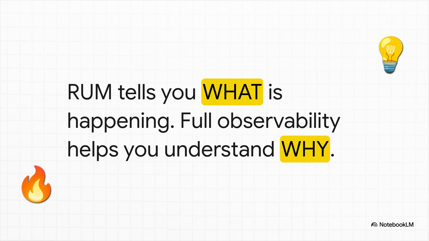Almost, Alex replies. RUM is the absolute essential first step. It's the fire alarm. It's loud, it's clear, and it tells you what is happening. Hey, the checkout is slow for users in Europe, but it doesn't always tell you why. And for the why, we need to connect it to a much bigger idea, full observability.